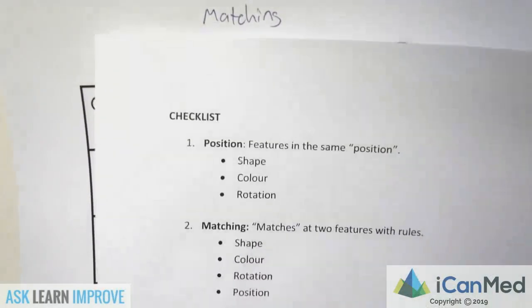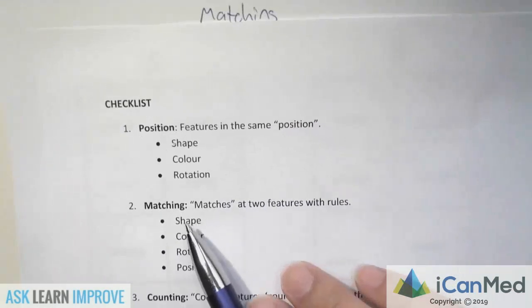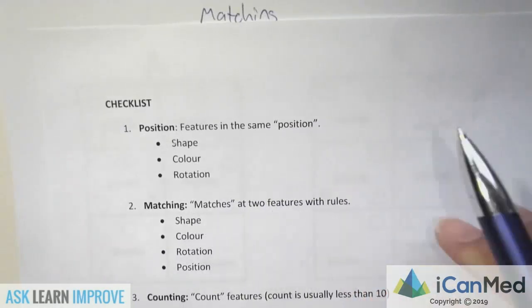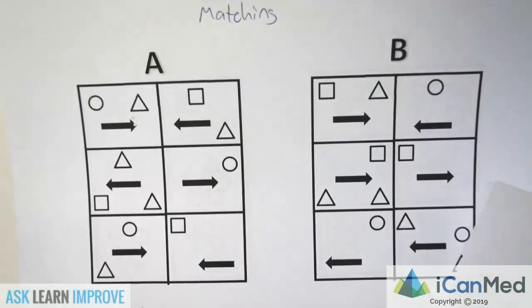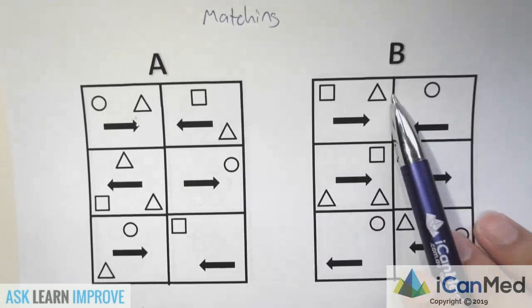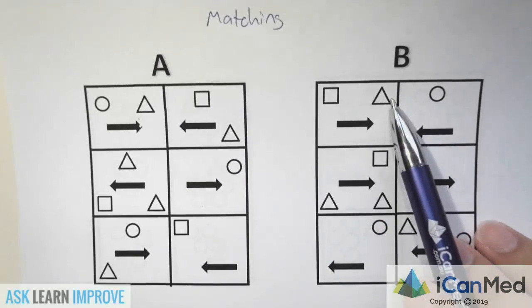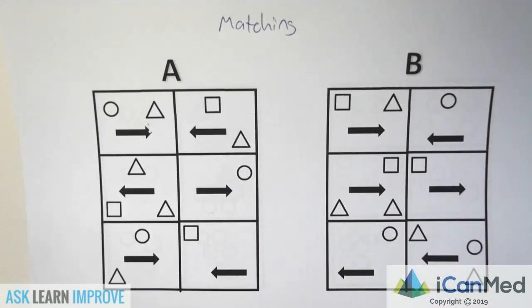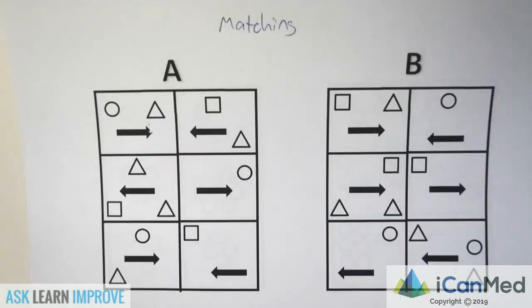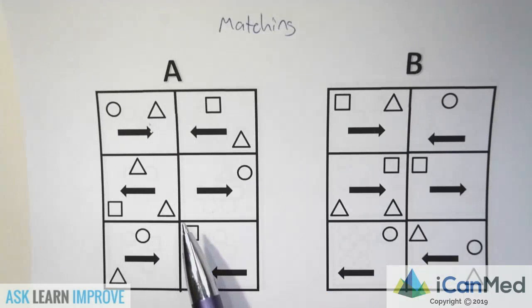Okay, now what is a matching pattern? So if you take a look at the checklist, number 2, it says a matching pattern matches two features with rules. Okay, so it's going to match A and B with some sort of rule. Okay, now how can they match? Well, they can match shape, color, rotation, or position. Okay, so shape, color, rotation, or position.